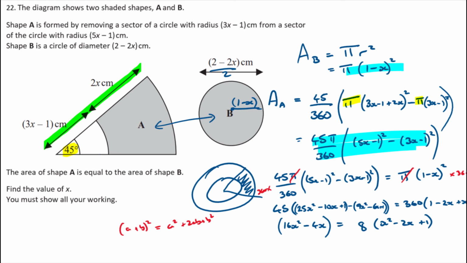So I've got 16x squared minus 4x equals 8 lots of x squared minus 2x plus 1. Multiplying out that bracket as well, I'm going to get 8x squared minus 16x plus 8, and that's equal to 16x squared minus 4x. Okay, bring everything to one side. I'm going to get 8x squared plus 12x minus 8 is equal to 0.